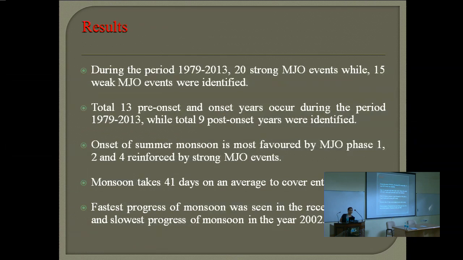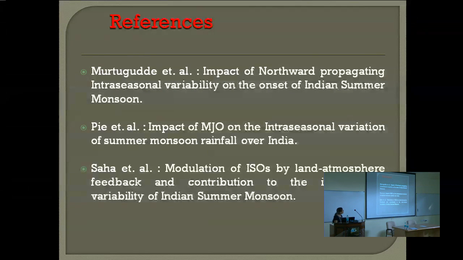In 2013, the onset date over Kerala and Western Rajasthan was first. It took only 15 days to cover the entire country. And the slowest progress of monsoon was in the year 2002. These are the differences.